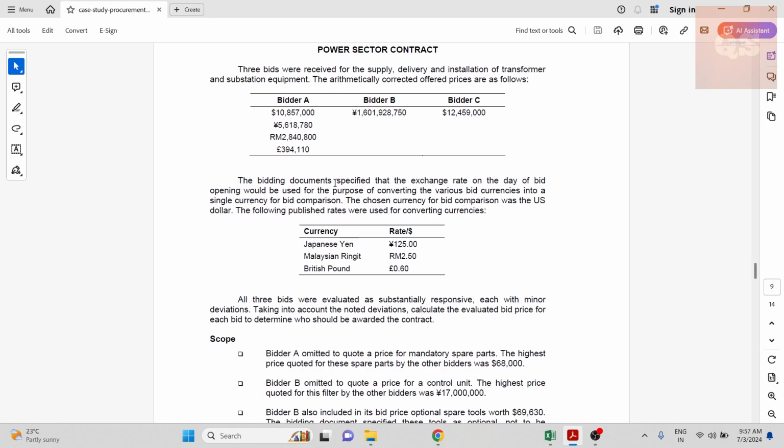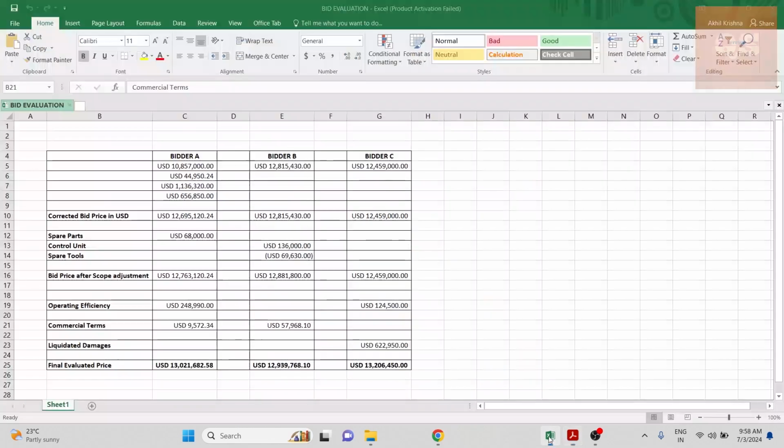For this purpose, the bidding document specified that the exchange rate on the day of bid opening would be used for converting the bid currency. On that particular day, whatever the exchange rate is, that is usually used, and these are the exchange rates. So here I have done a working out.